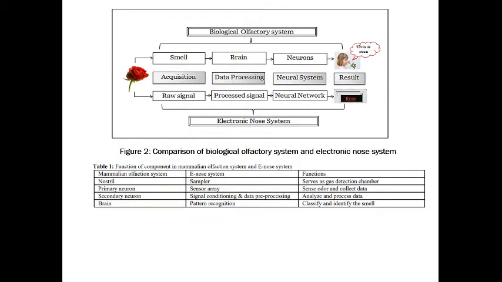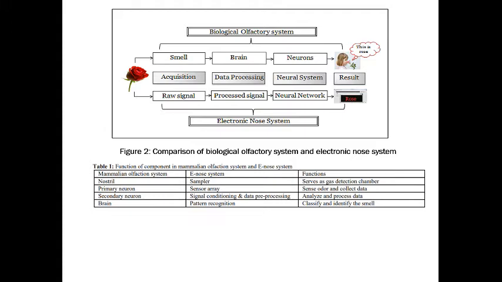In this figure you can see the comparison between the biological olfactory system and the electronic nose system. You can see the raw signal you get from the smells, the brain processes the signal, and neurons form the neural system. Here we put neural networks for classification, or you can use another method. Based on the table, you can see the components and functions of the mammalian olfaction system and their equivalents in the electronic system.